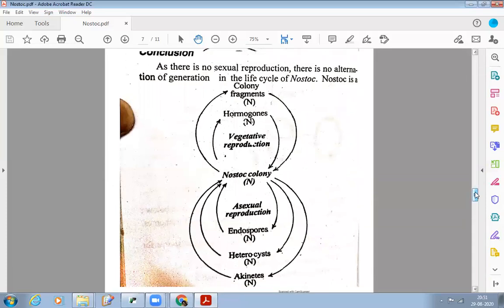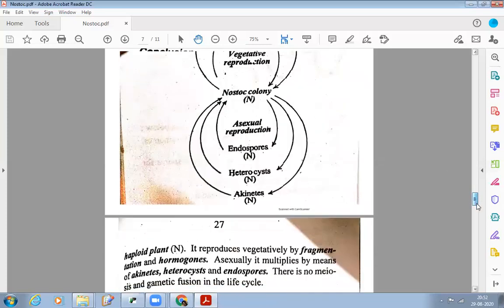Okay, so this is the summary of the vegetative reproduction and asexual reproduction. In the vegetative reproduction, the colony multiplies by fragmentation, that is the breaking of the colony, or by hormogonia formation. These are the two methods by which it can perform vegetative reproduction, as we have just seen. Whereas in asexual reproduction, it can be by akinete formation, heterocyst formation, or endospore formation.